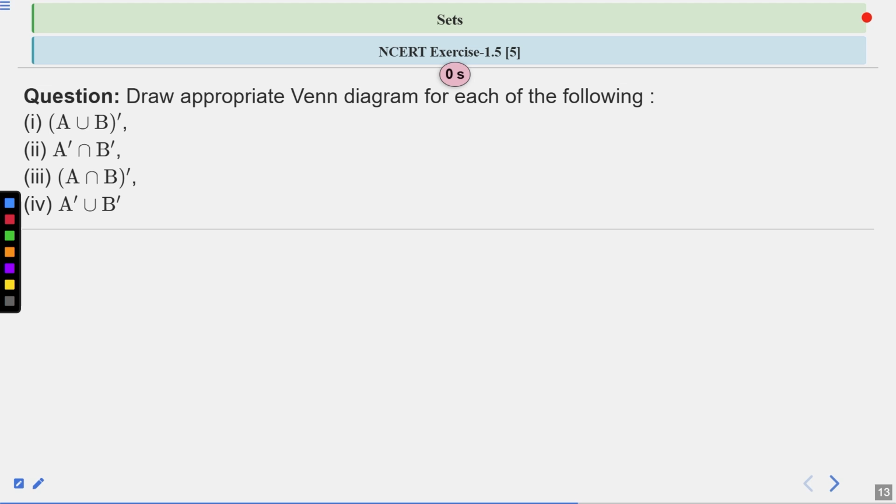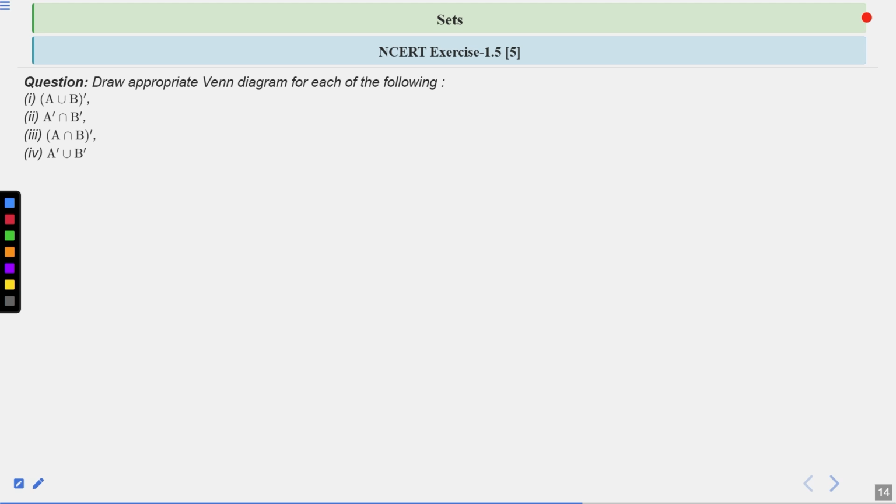The time is up. Very good. We are going to shade everything except the 2 circles for A and B. Correct. Now let's see the solution for those who have not got the answer.